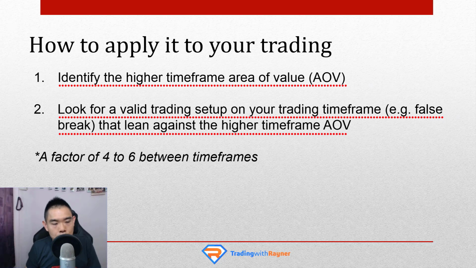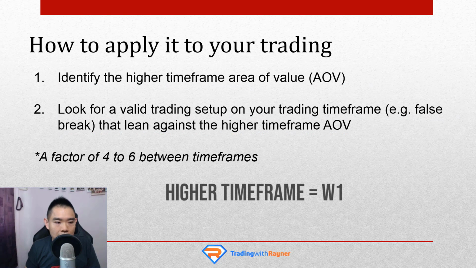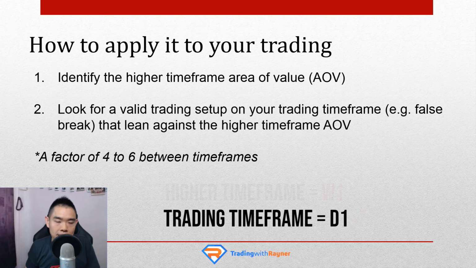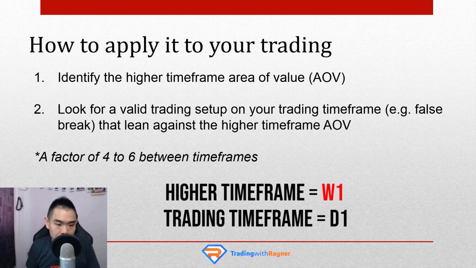For example, let's say your higher time frame is the weekly time frame, then your trading time frame can be the daily time frame. Why daily? Because one daily candle multiplied by 5 gives you a weekly candle. So this is a factor of 5.